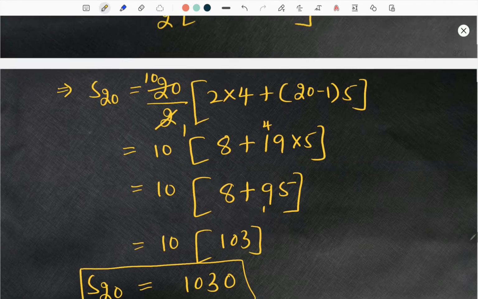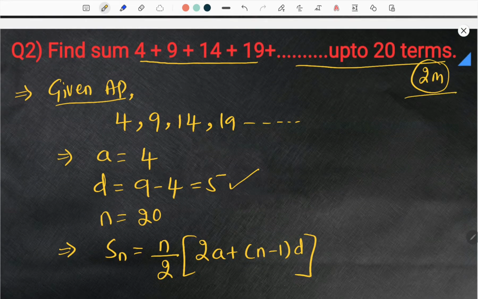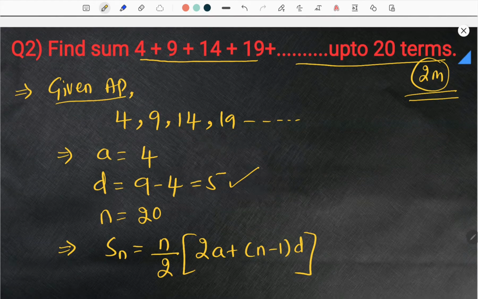So this is a very common question which is asked for 2 marks every year. You can solve some of these questions and make sure that you are getting these 2 marks.